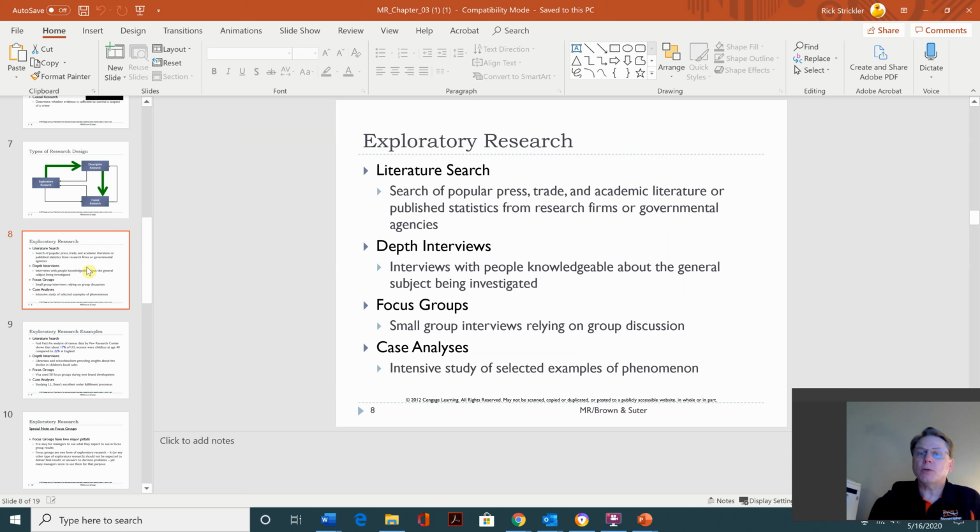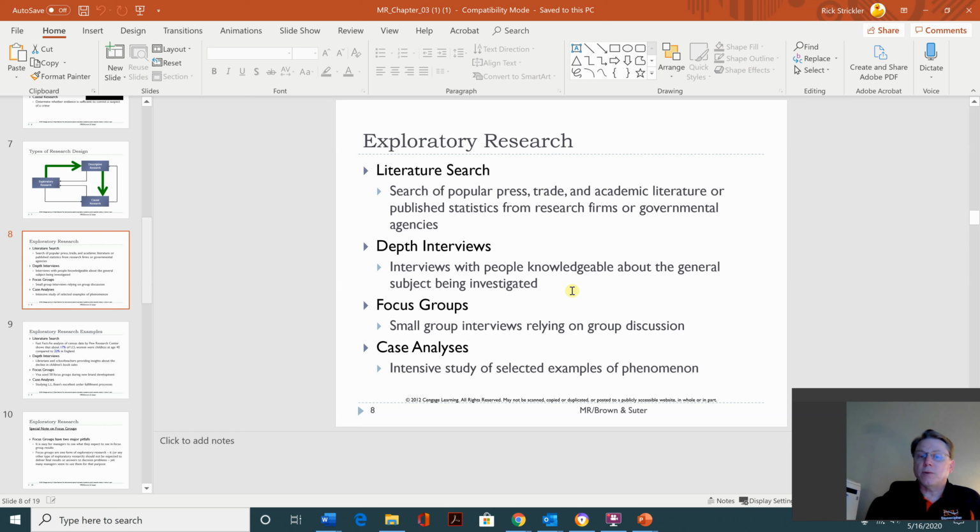So, exploratory research, you do a literature search of popular press, trade, and academic literature, or published statistics from research firms or governmental agencies. This is what's going to give you a foundation to go on. There's no point in researching what's already been done if they've already conducted it and you can just read about it. Much faster to read about it than actually do the research. Now, if the research is outdated, or if it's in a different part of the country, or even a different county, you might want to duplicate it in the area that you're looking at and then compare the two to see if there's any differences.